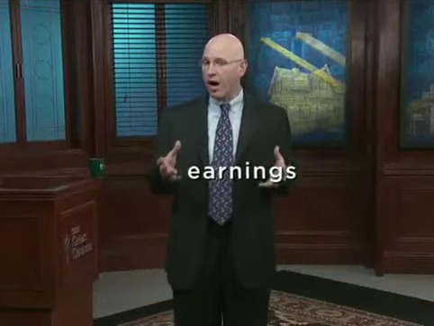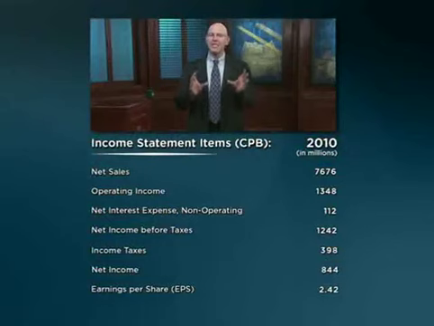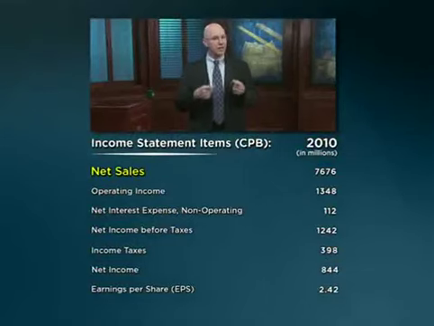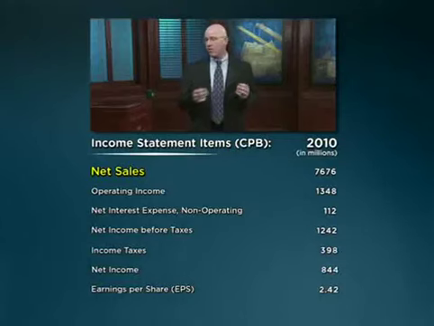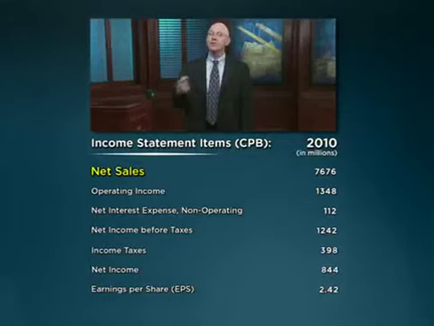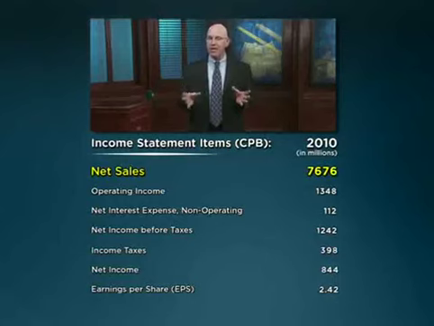So let's have a look at Campbell's income statement, which they call a consolidated statement of earnings. Earnings is the finance word for profit, and as we'll see, the income statement shows fairly clearly how Campbell's calculates its profits. The top of the income statement is net sales, which is sales minus returns. Other companies will just have a number for sales or even revenues. Campbell sold nearly $7.7 billion worth of products in 2010.